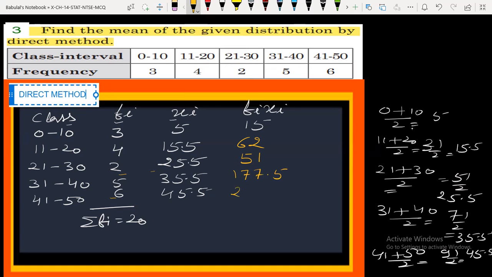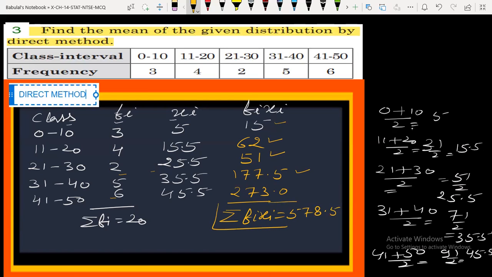Next is multiply 6 with the corresponding class mark, means 6 into 45.5. It will give us 273.0. Now, after getting all the fi xi, what is their sum? Sum all of them: 15 plus 62 plus 51 plus 177.5 plus 273. Its sum is 578.5.